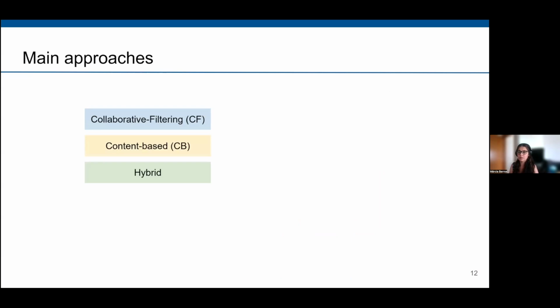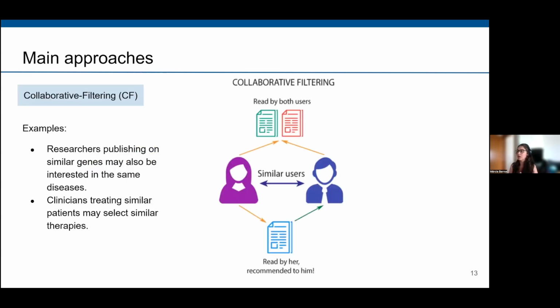Main approaches in recommender systems. There are a lot more definitions. I specifically always like to show these three different approaches: collaborative filtering, content-based, and hybrid. Of course, if you read several surveys, you will find different definitions, but these three are transversal to usually each study. So collaborative filtering is where you find similar users.